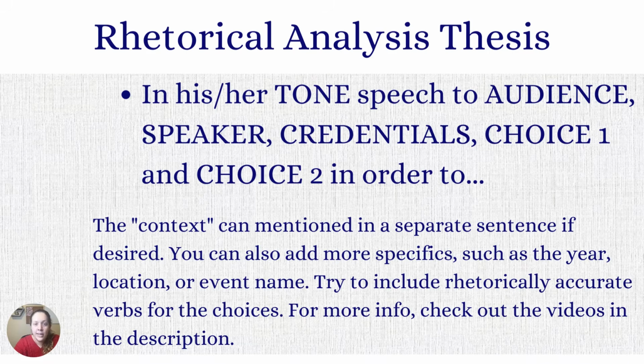And then we have our choices. So whatever we say for choice 1, that's going to correspond with body paragraph 1. Choice 2 is going to correspond with body paragraph 2. My students tend to only write 2 body paragraphs. That's why there's only 2 rhetorical choices here. But if you would do 3, then go ahead and add a third. And then we have in order to, because that's where we're going to address the specific message, argument, or purpose.